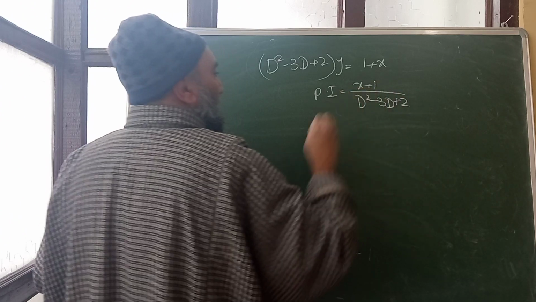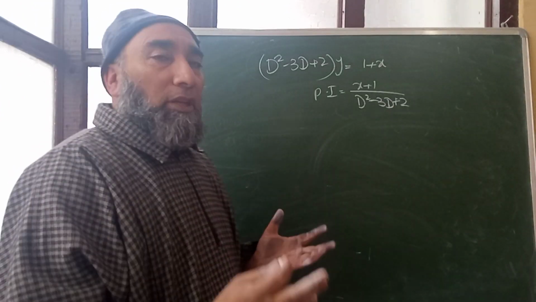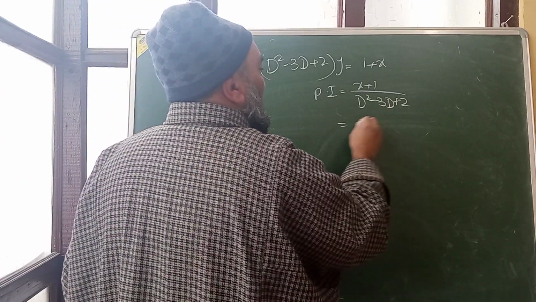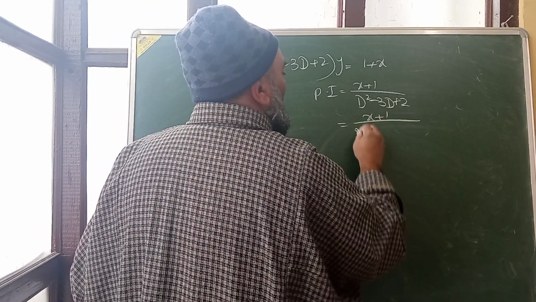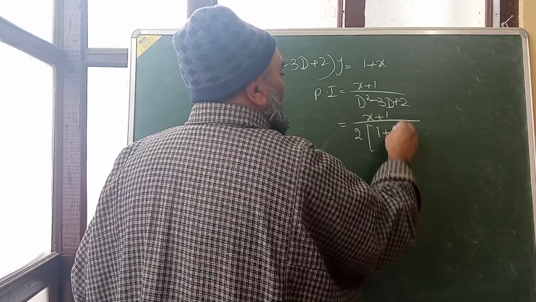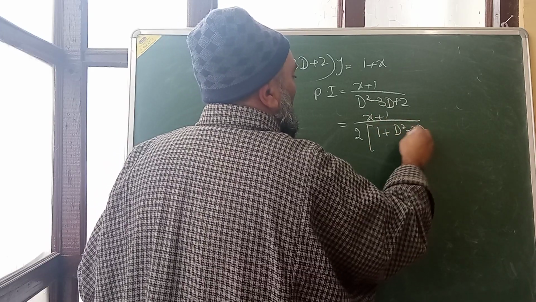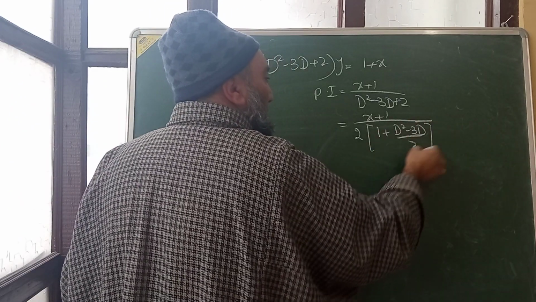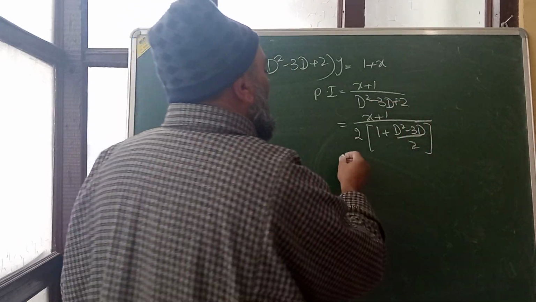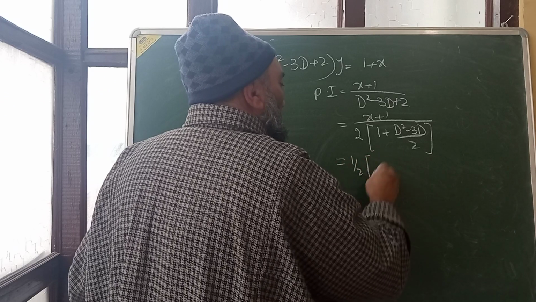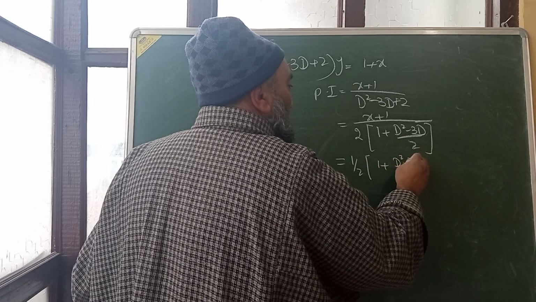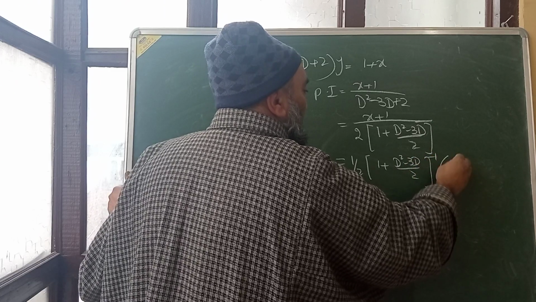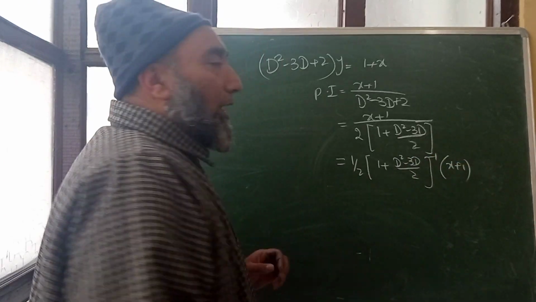What I have written is that you have to take the lowest degree term out of this f(d). This is 1 by 2 times 1 plus d square minus 3d by 2. Okay, this is 1 plus some function of d, capital F(d). Now I have to take it to the numerator: 1 by 2, 1 plus d square minus 3d by 2, whole raised to the power minus 1, operating on x plus 1.